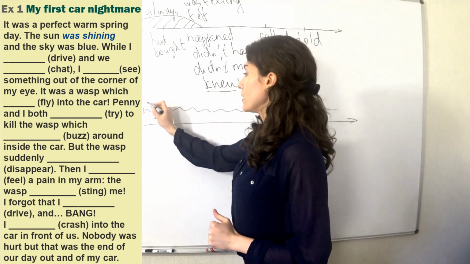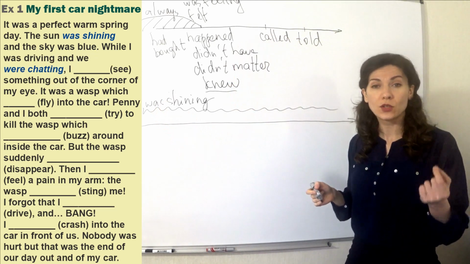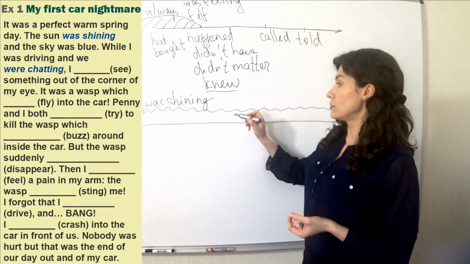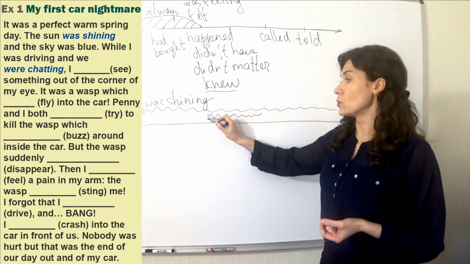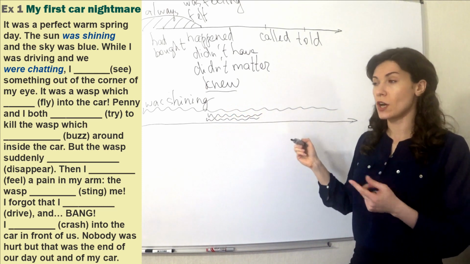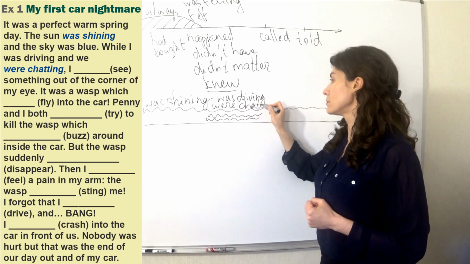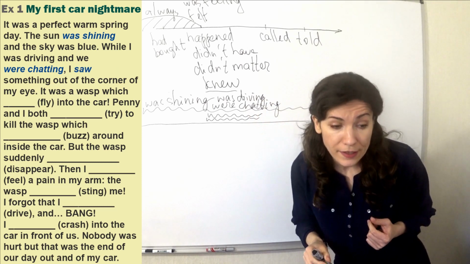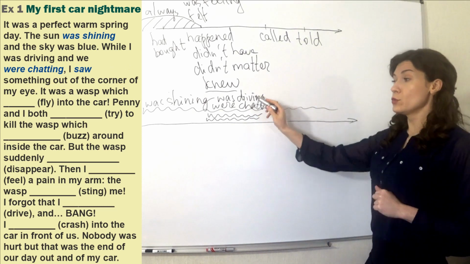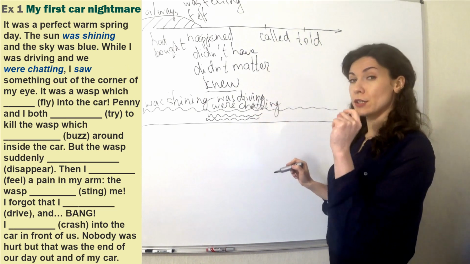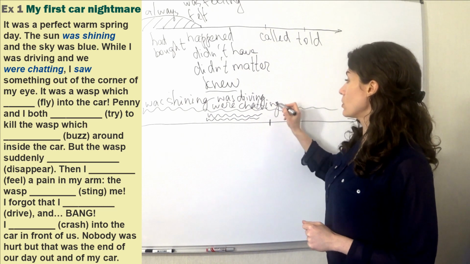So, was shining. While I was driving and we were chatting, while I was driving, a process, and we were chatting at the same time, two processes simultaneously. Were chatting. I saw something out of the corner of my eye, and these two processes were interrupted by a short completed action. I saw something. It happened next, somewhere here.